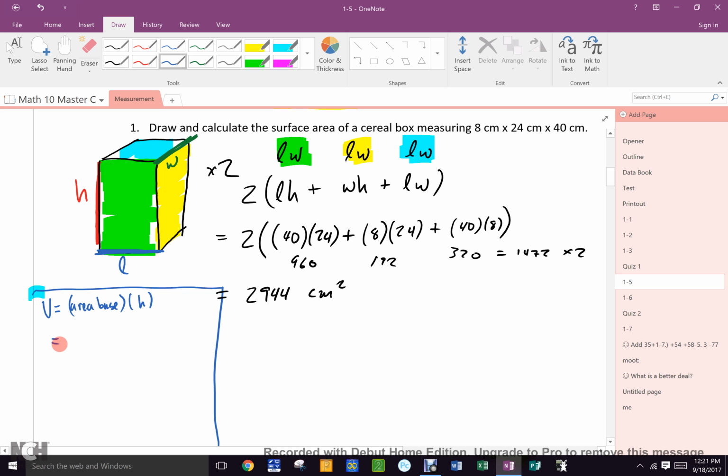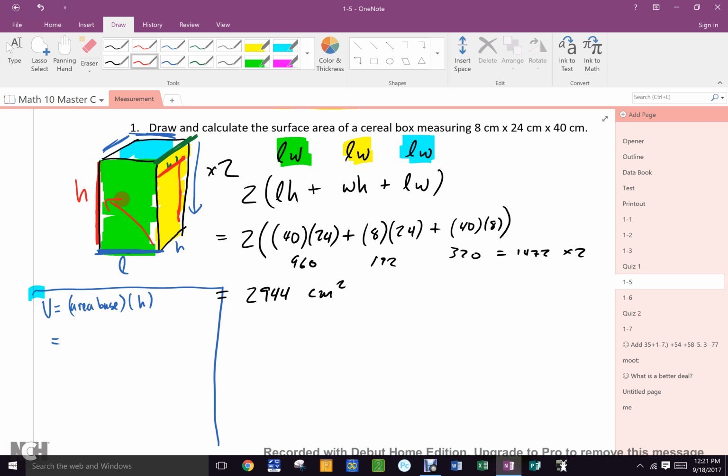The area of the base is up to you to decide in a prism, isn't it? Because if you make it the green, then you're going to do the area of the base, and that would make this the height, wouldn't it? If you make it the blue, then it's going to be this times this, and then that's going to be the height. If you make it the yellow, it's going to be that times that, and that's going to be the height, isn't it? So does it matter?